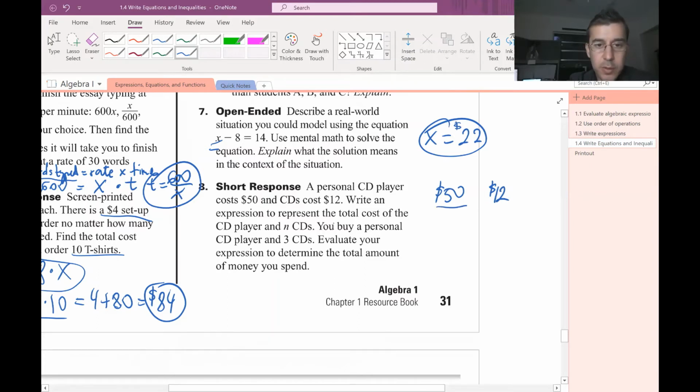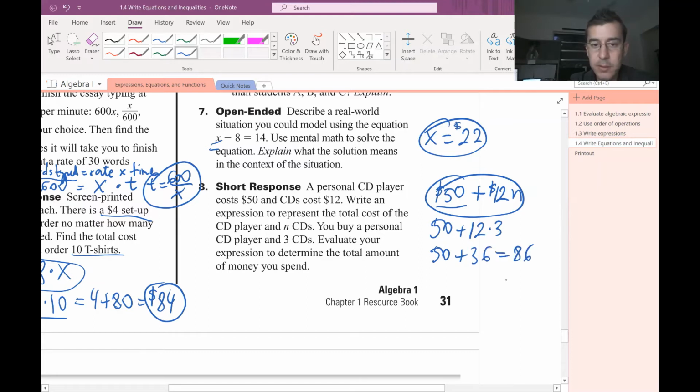Write an expression to represent the total cost of the CD player and N CDs. So it will be 50, which is the fixed cost, plus $12 per CD times N CDs. So this is the expression. Okay. Then you buy a personal CD player plus 3 CDs. So this will be 50 plus 12 times 3. 12 times 3 is 36. Why? Because 3 times 2 is 6, 3 times 1 is 3. This is 86, right? So evaluate the expression to determine the total amount of money you spend. This is $86.